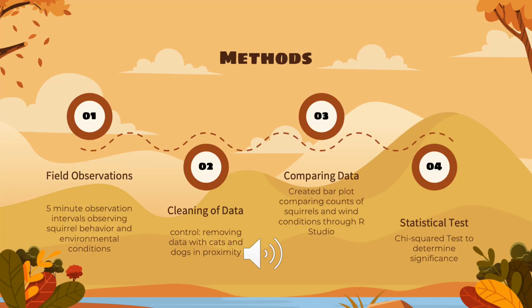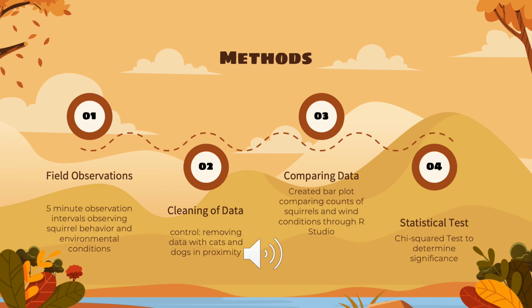The way we arrived at our data and results was by conducting a set of methods, which included field observations, cleaning of data, comparison of data, and statistical testing. First, we did our field observations by limiting to a 5-minute observation, observing differing squirrel behavior like vigilance, foraging, and social. And we also observed environmental conditions like cloud and clear skies and light breeze to strong winds.